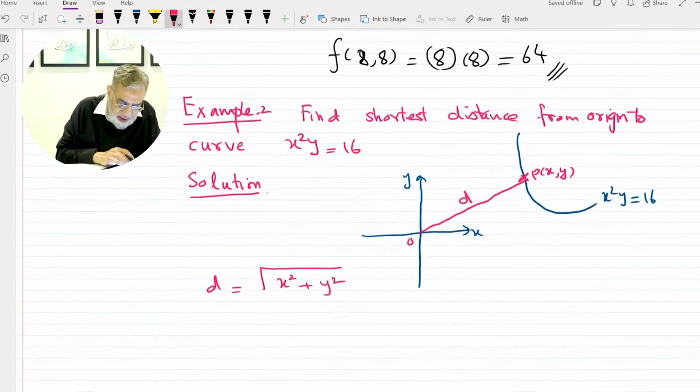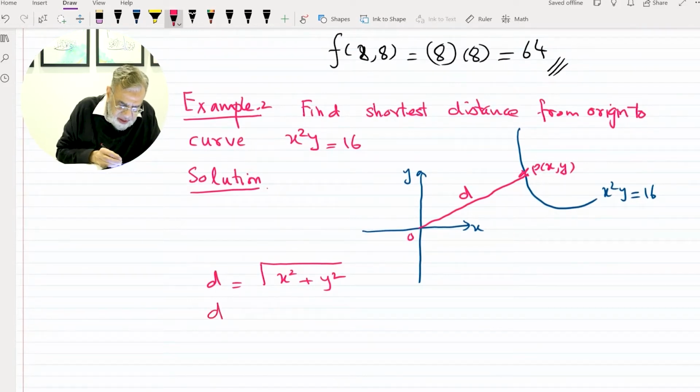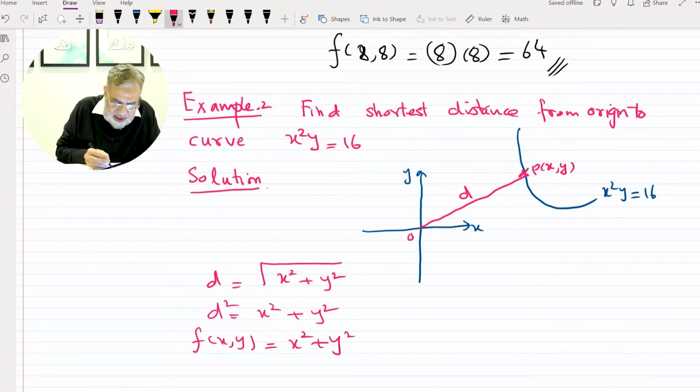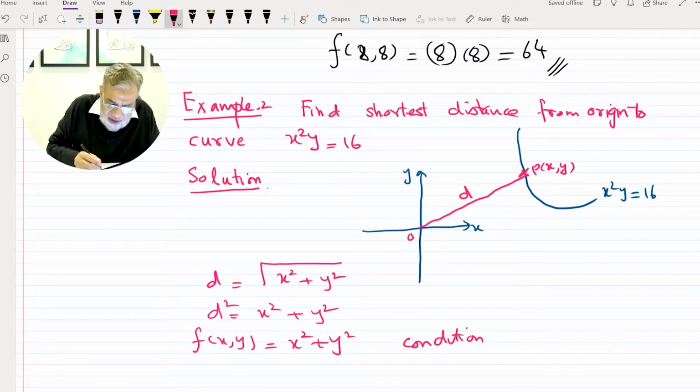That is the root of x squared plus y squared. And we can say if this is minimum, then x squared plus y squared is also minimum. So if x squared plus y squared is minimum, I can replace it by the function f(x,y). My f(x,y) is equal to x squared plus y squared, and my condition for this to be the shortest, the smallest, the minimum, is that the point must be on the curve x squared y is equal to 16. That gives me g(x,y). So my g(x,y) is equal to x squared y minus 16 is equal to 0.